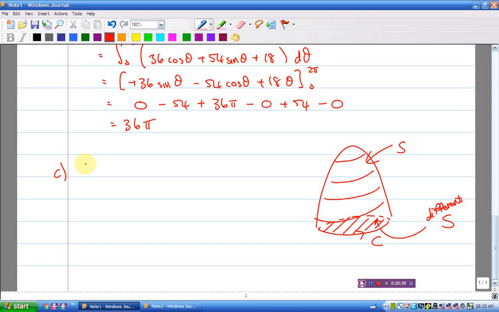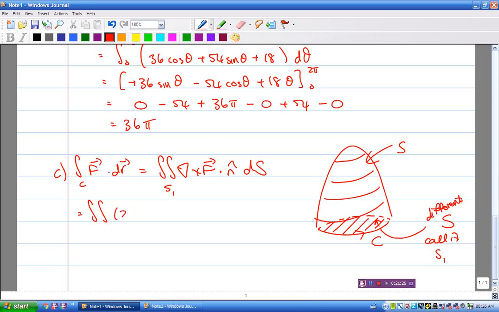So let's have a look. The work that we want to work out is equal to this. Let's call the surface S1. We're going to do that surface integral instead of the one that we did in part B. Okay, we already know what curl F is. Curl F is 2, 3, 4. We already know what N is, well, we can read off N.